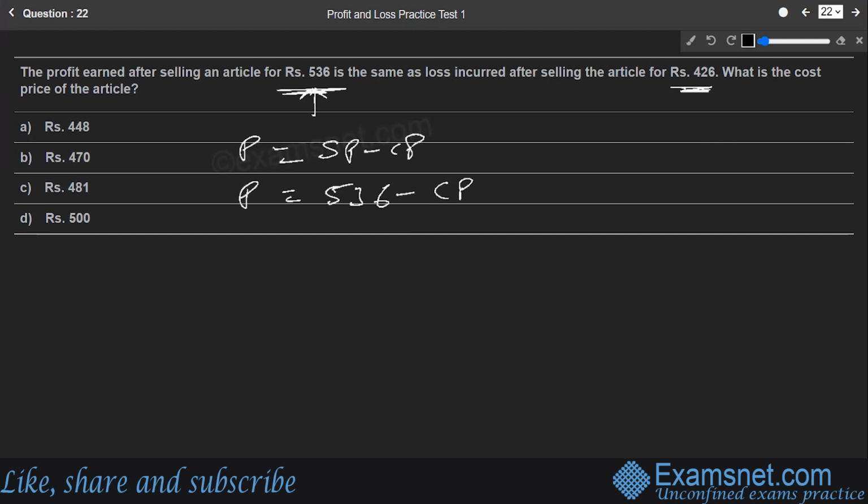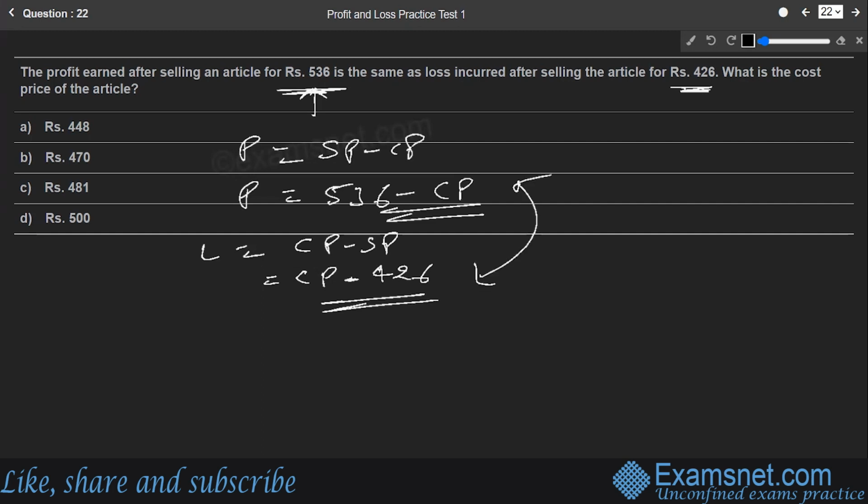Now in the second deal, there is a loss. Loss incurred after selling the article for rupees 426. So the loss value is how much? Cost price minus selling price. Cost price is still unknown, minus selling price 426. So this is the loss value, this is the profit value. They say the profit and the loss value are the same. So we can make both of these equal. If we do that, we land at 536 minus CP is equal to CP minus 426.